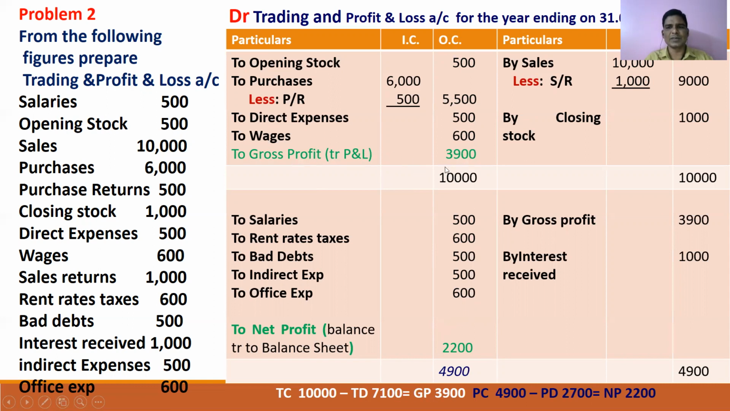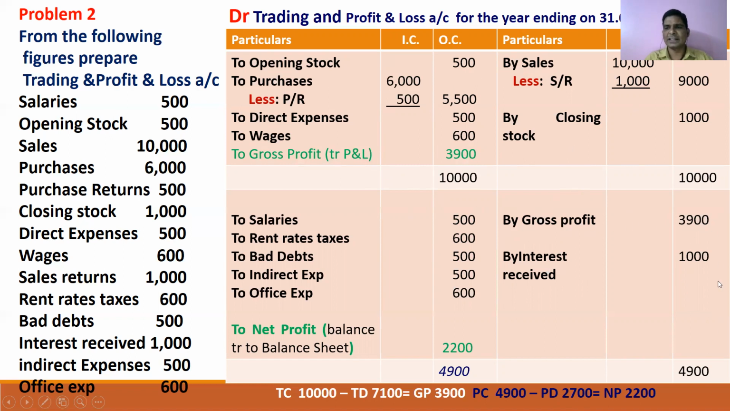This profit is transferred to profit and loss. This is the trading account, and the trading account is followed by the profit and loss account. It has to be written like this. So the gross profit 3,900 is transferred to profit and loss account. This is called transfer by gross profit 3,900.